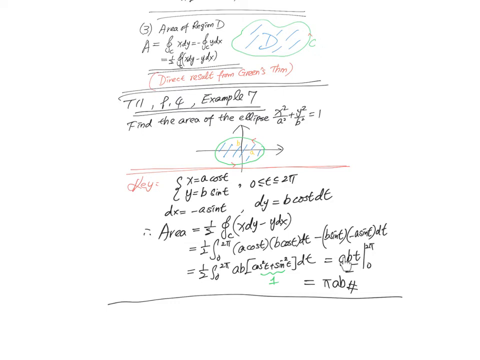So therefore it is AB divided by 2 and then t, evaluated from 0 to 2 pi. Plug in. Therefore it's just equal to pi AB. So if you know Green's theorem, this integral is very, very easy. The area of this ellipse is very easy to find out. If you don't know Green's theorem, this one is a little bit tedious. The computation for this area is a little bit tedious.